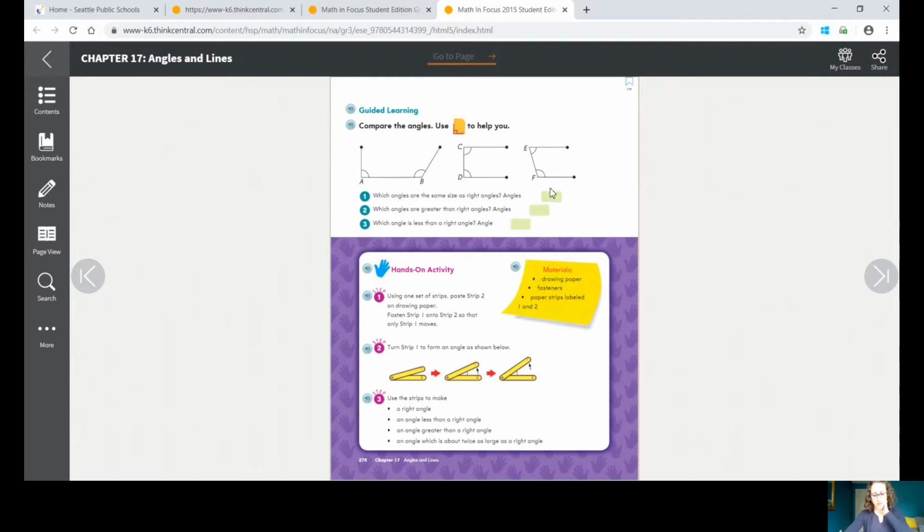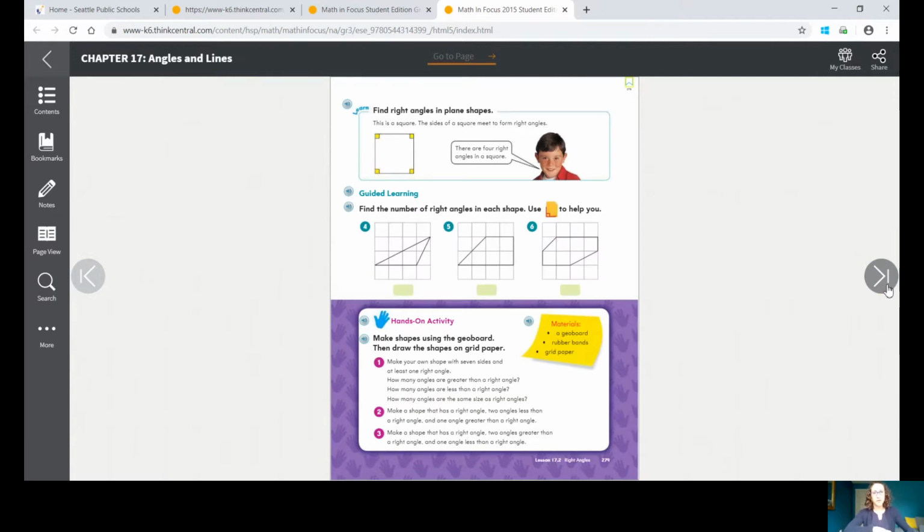If you have the materials at your house to do this hands-on activity, I definitely recommend it because then you'll get a really good feel for actually measuring some angles. So that's a good activity to do on your own at the end of this lesson or to pause me and do it.